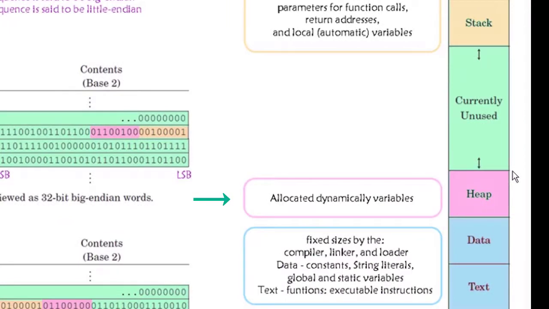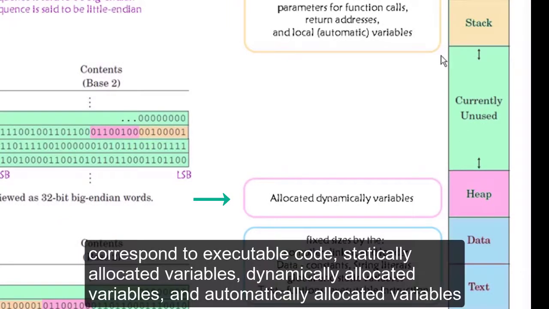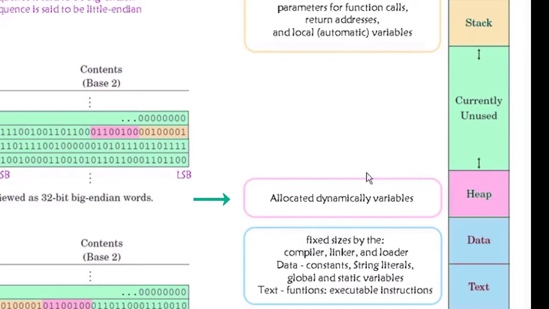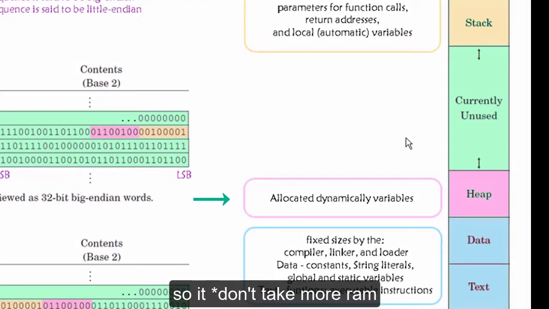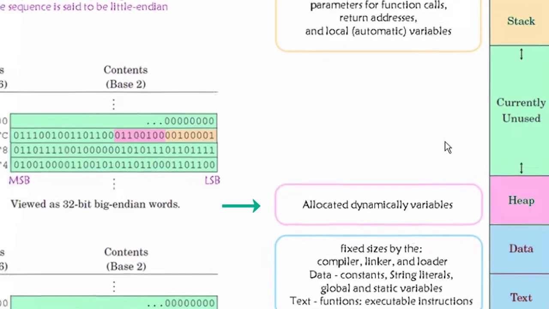The four major sections of the program memory correspond to executable code, statically allocated variables, dynamically allocated variables, and automatically allocated variables. It's important that you know how these work together so that you can write more efficient code. For example, you need to know how to write code so it doesn't take more RAM and does tasks more efficiently.